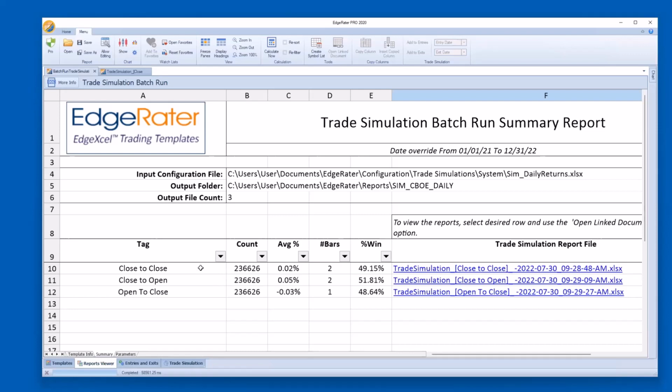But interestingly, you'll see that the close to close price has an average of 0.02% gain, whereas the close to open price has an average of 0.05% gain, and the open to close has a negative average. So to me, that indicates that most of the money on the long side is made here, close to open. So that's one interesting thing to take away from that.